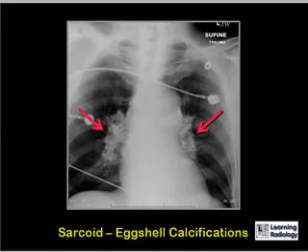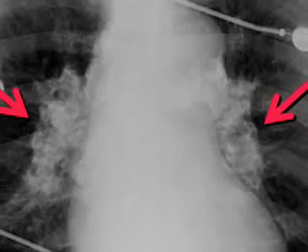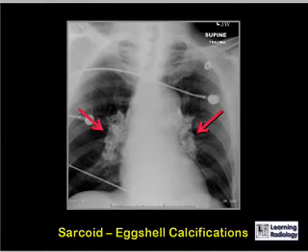This is an example of the kind of eggshell calcification in both hila that occurred in a patient with a long-standing history of sarcoid. There are no findings in the lungs that suggest silicosis, and the patient had a history of sarcoid.